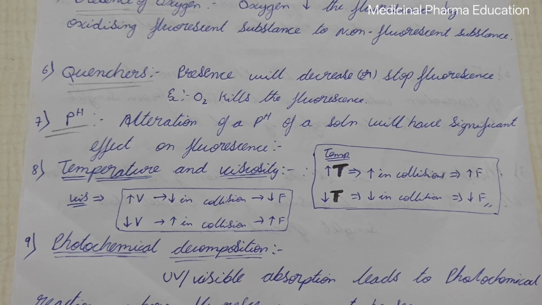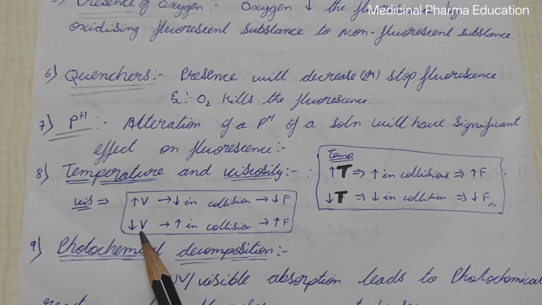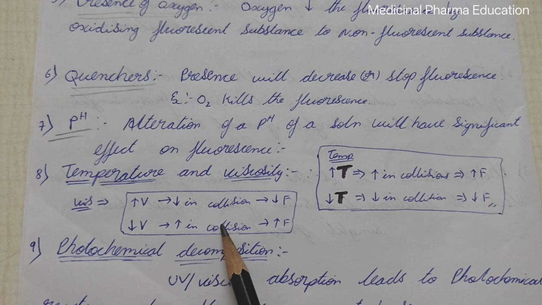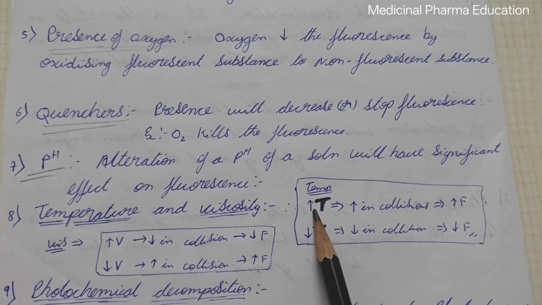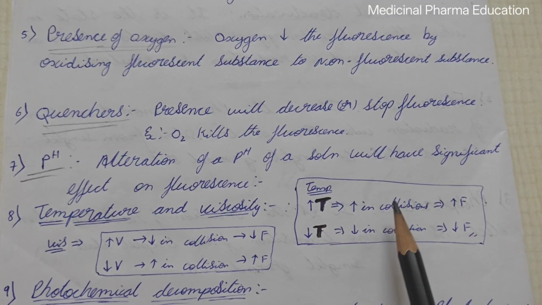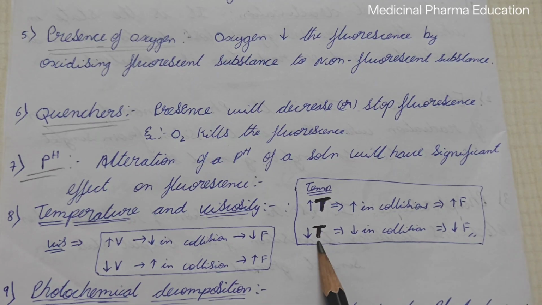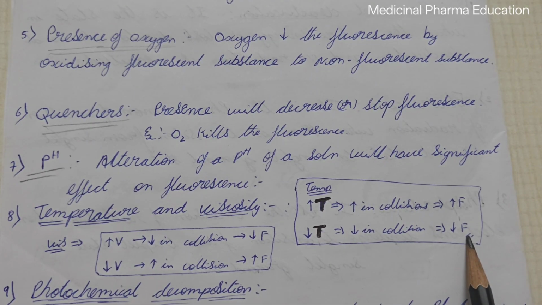First, the viscosity. You also know that as viscosity increases, collisions decrease, so fluorescence also decreases. Next, a decrease in viscosity increases the collisions and increases the fluorescence. They are inversely proportional to each other. Next, the temperature is directly proportional. An increase in temperature increases the collisions and increases the fluorescence. A decrease in temperature decreases the collisions, and a decrease in the fluorescence.